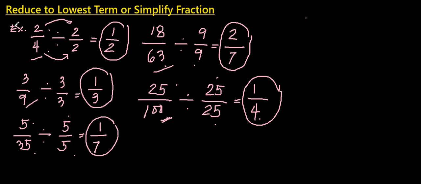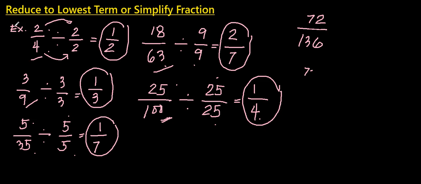What about this one? A larger number, 72 over 136. What is the lowest term for 72 over 136? For this one, we can use factor trees to identify their common factor. When we say factor tree, we factor out both of them into their smaller multipliers.